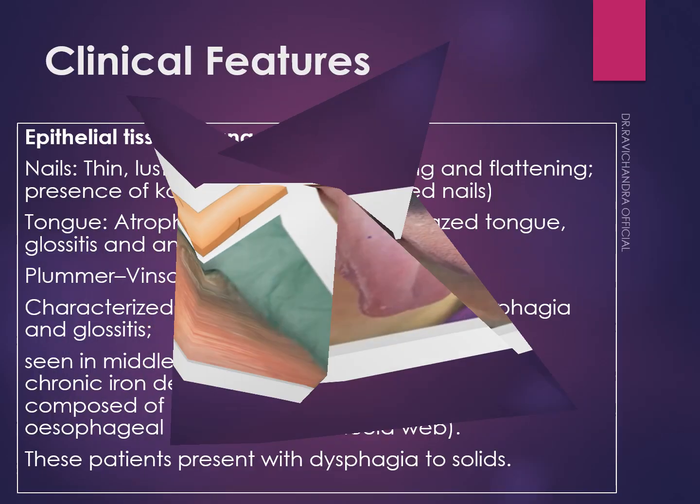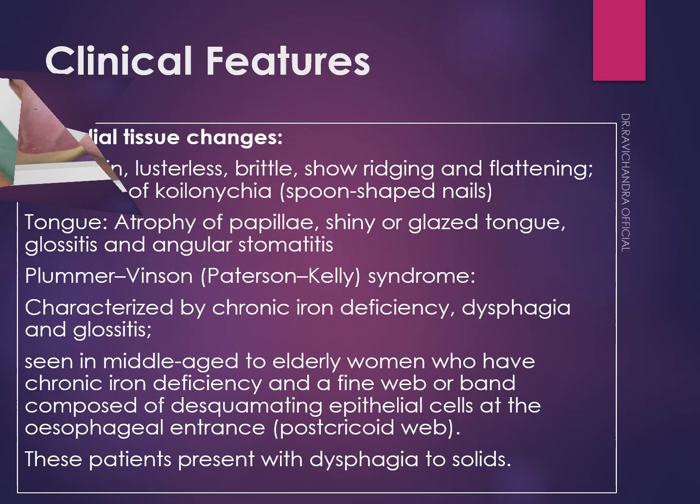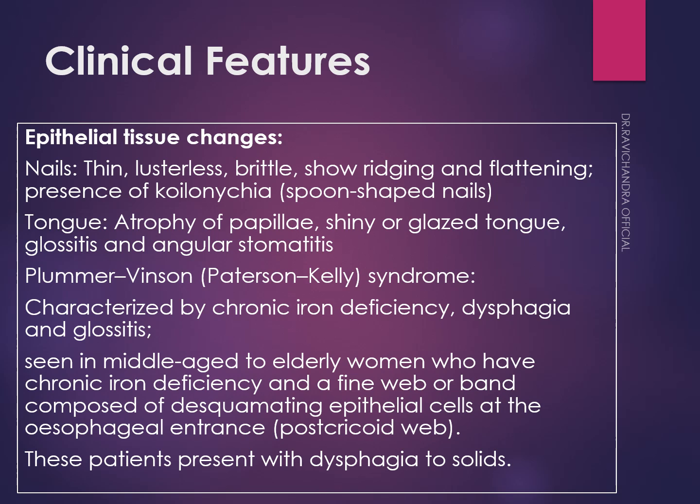The second change is because of epithelial tissue changes in the nails. Thin, lusterless, brittle nails show ridging and flattening. This condition is called spoon-shaped nails or koilonychia. There will be atrophy of papillae, shiny or glazed tongue, glossitis, and angular stomatitis, representing the epithelial tissue changes.